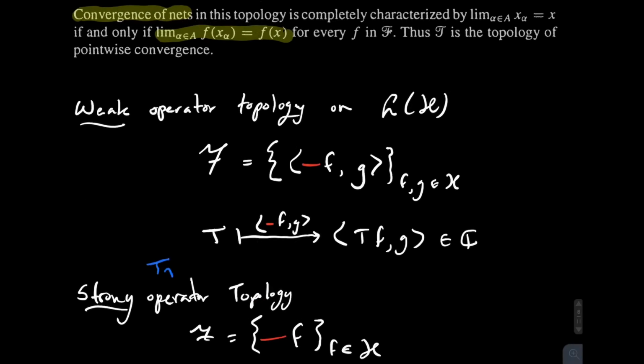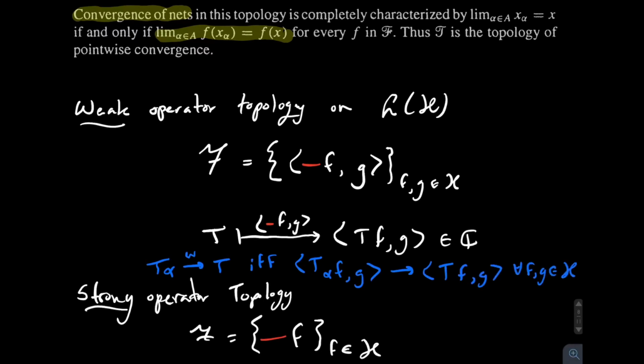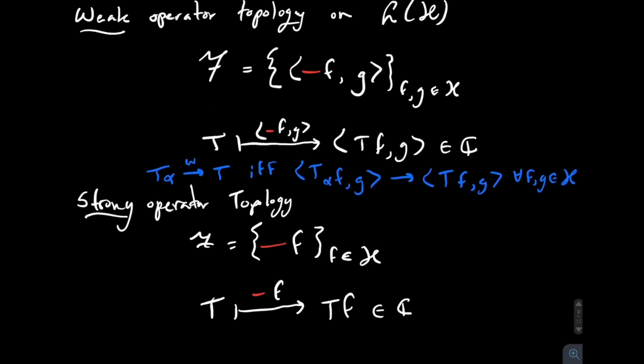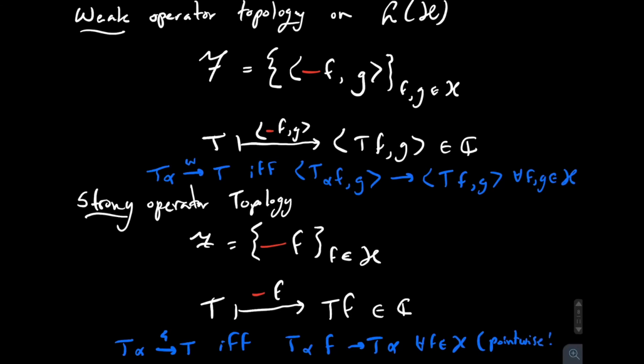Now, since the convergence of nets in a weak topology is completely characterized by pointwise convergence, we see that a net of operators converges weakly if and only if these inner products converge for every f and g in the Hilbert space. Moreover, a net of operators converges strongly if and only if they converge pointwise for every f. This is just pointwise convergence.